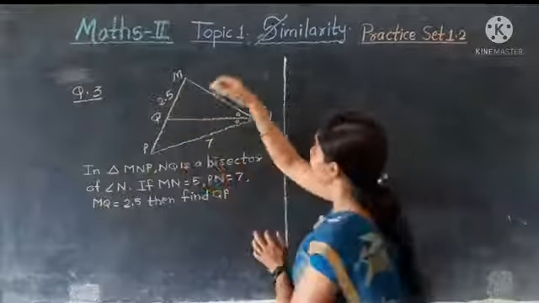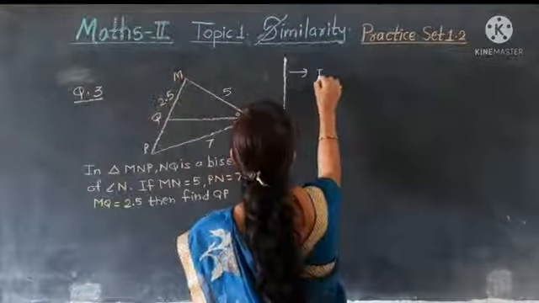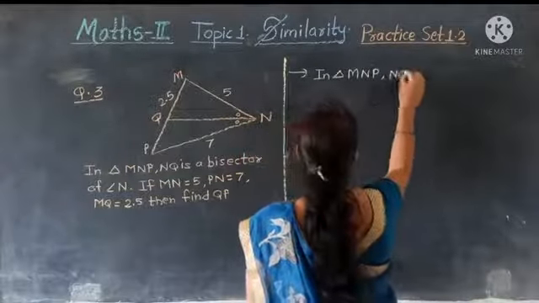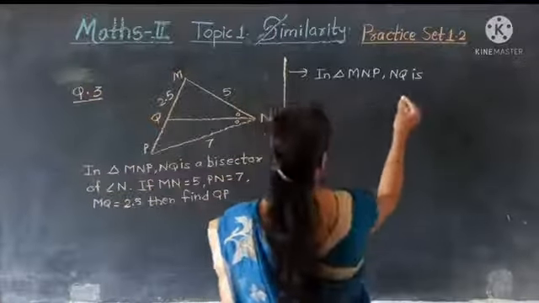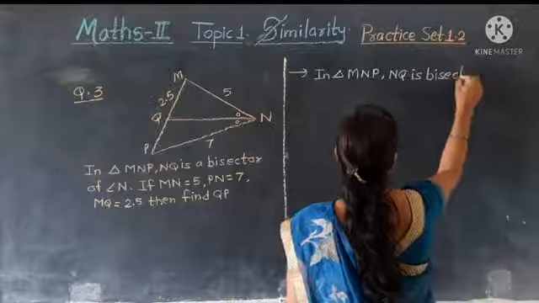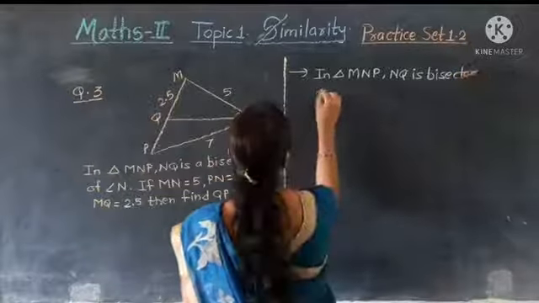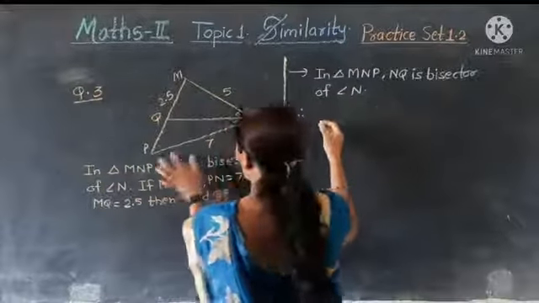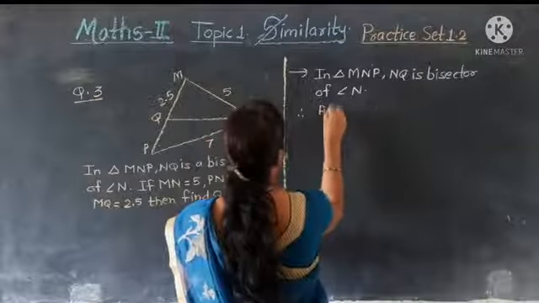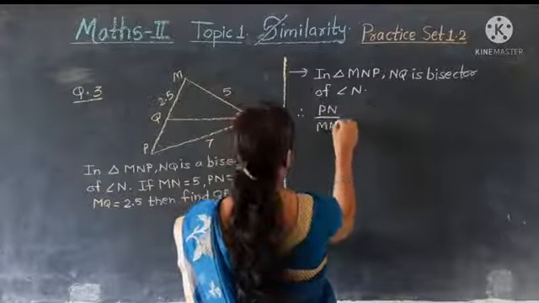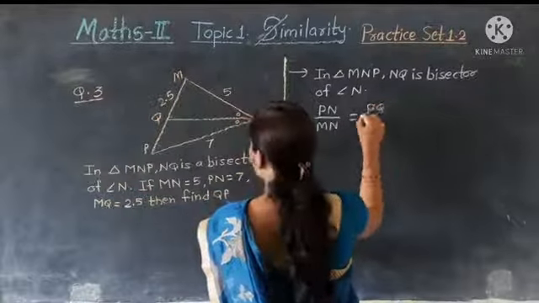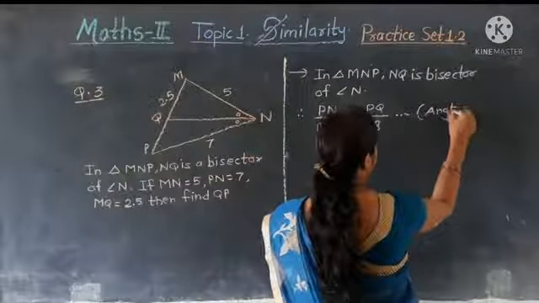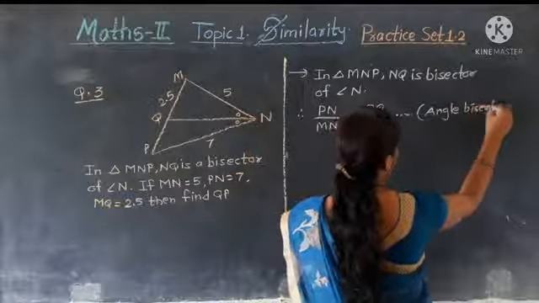See how we write: in triangle MNP, NQ is bisector of angle N. Therefore, by angle bisector theorem you write as PN upon MN is equal to PQ upon NQ. Right, reason: by angle bisector theorem or property.